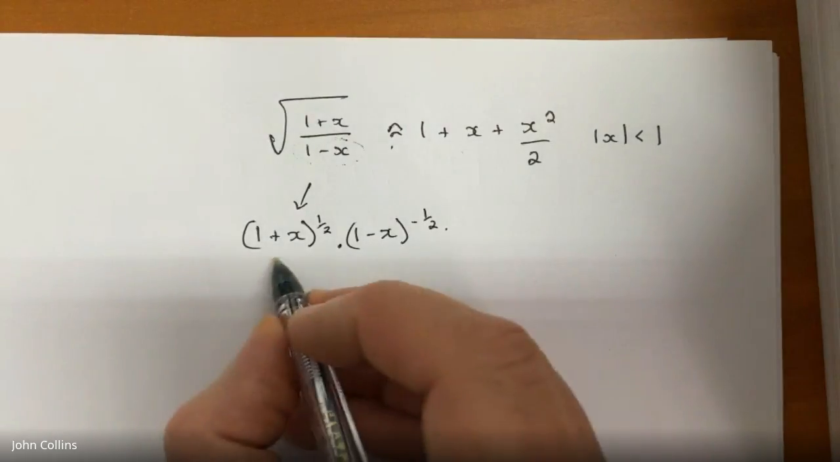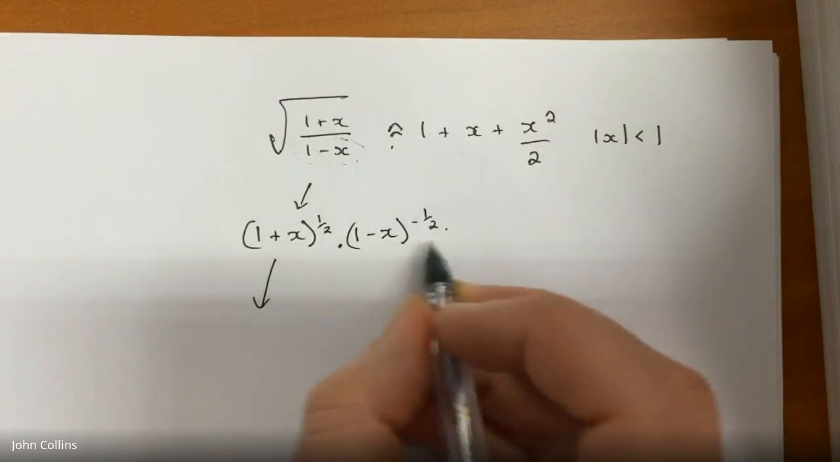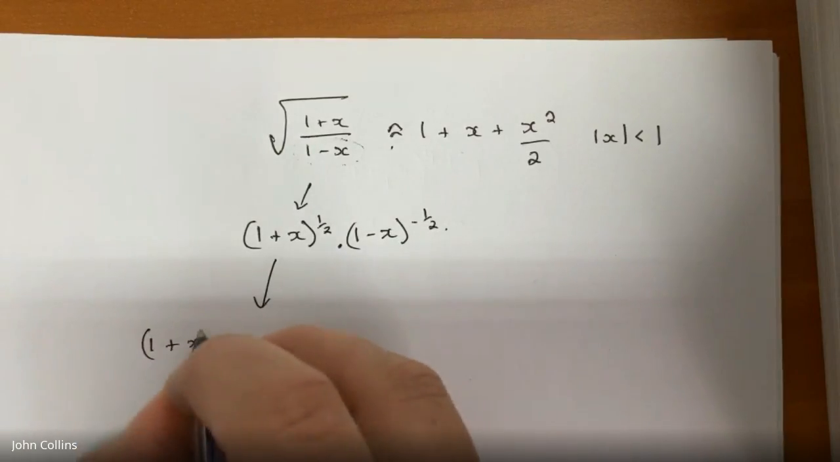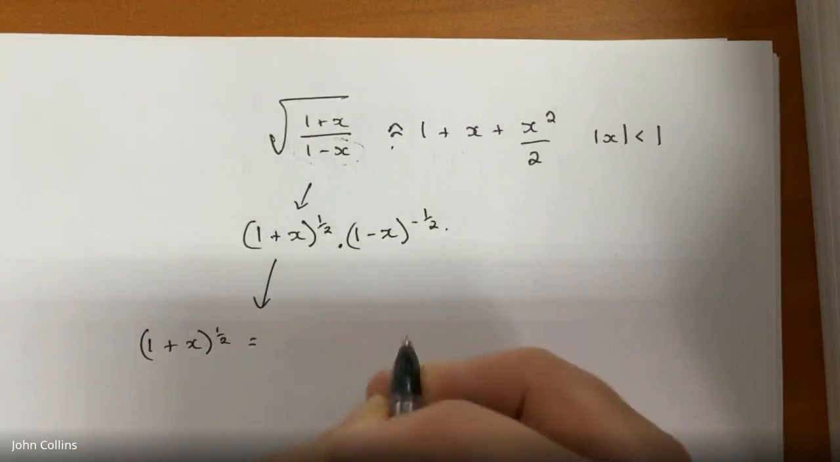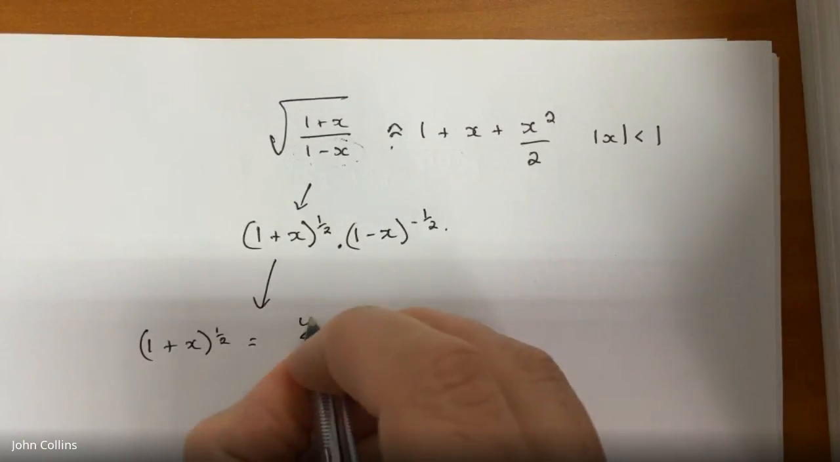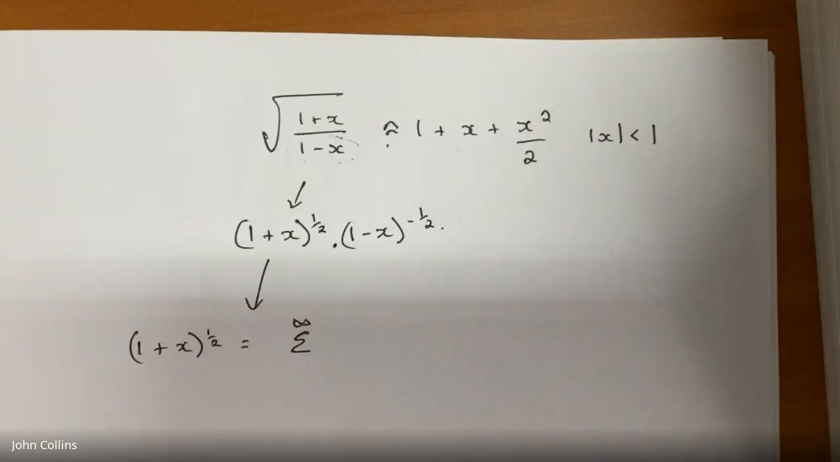So that means I have to expand this. So let's start with this, and then I'll do this one in a second. 1 plus x to the half. Now that's going to be the sum of, and this is in your formula booklet. Is it? Hold on. Sure it is.